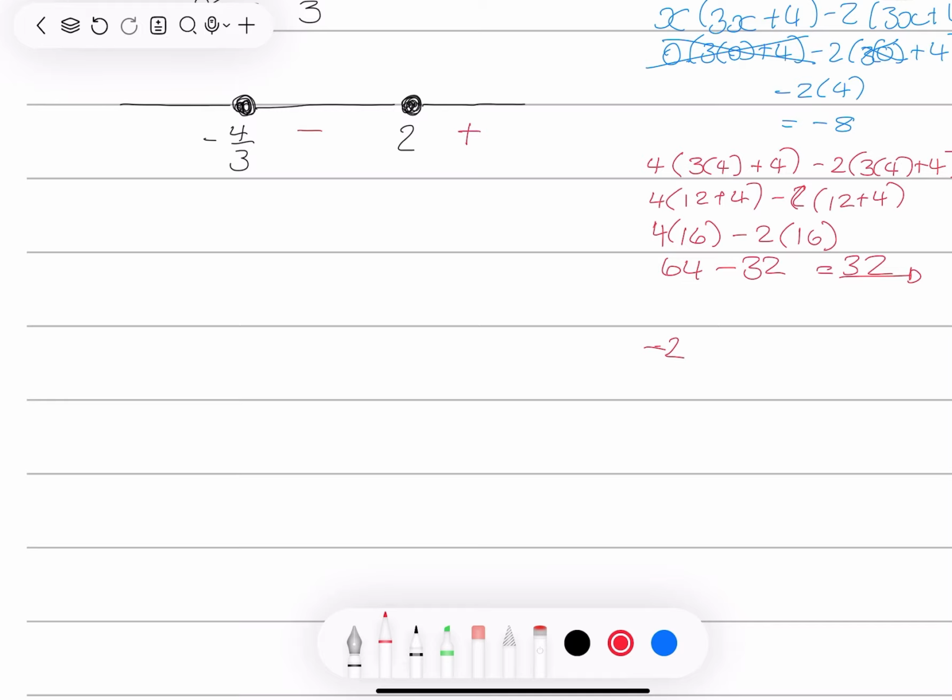So negative 2 bracket 3 times negative 2 plus 4. Okay, so we have negative 2 bracket negative 3 times 2 is negative 6 plus 4 bracket. Minus 2 bracket negative 6 plus 4 would then be negative 2 bracket minus 2. Negative 6 plus 4 is negative 2 again.